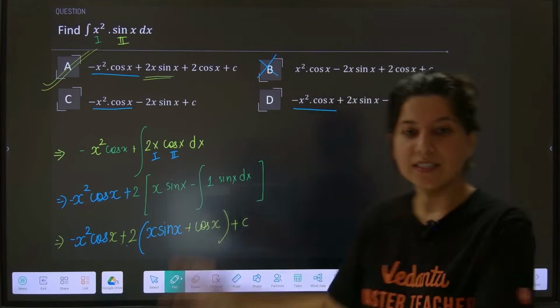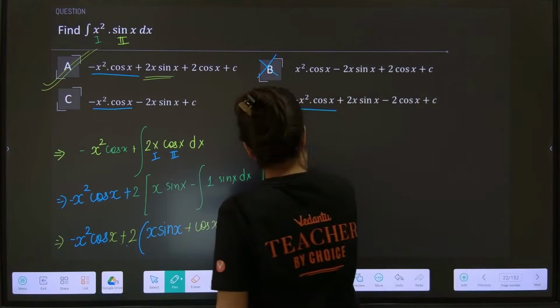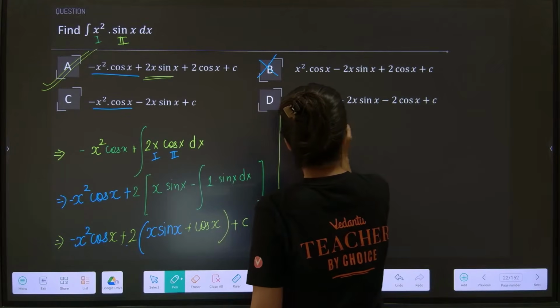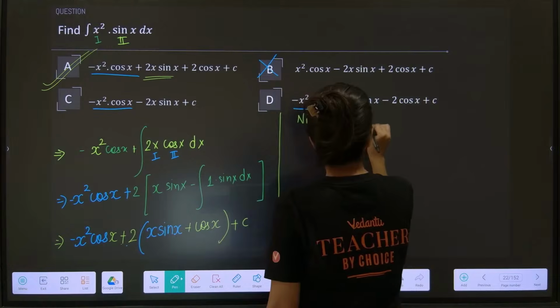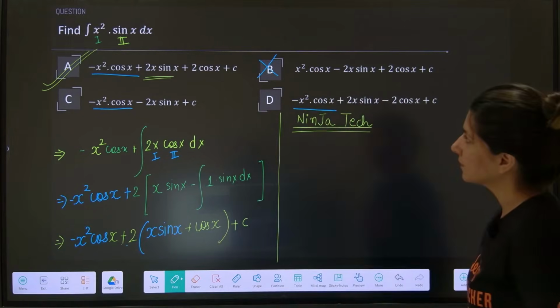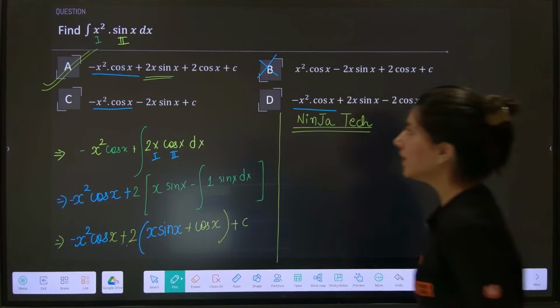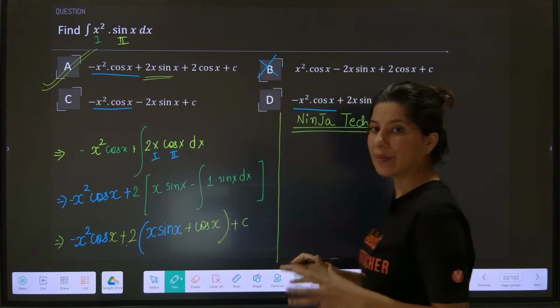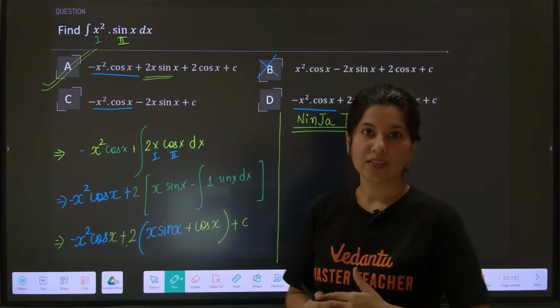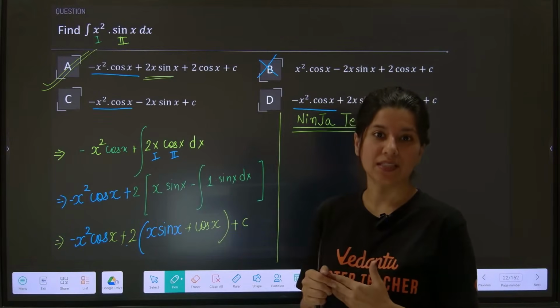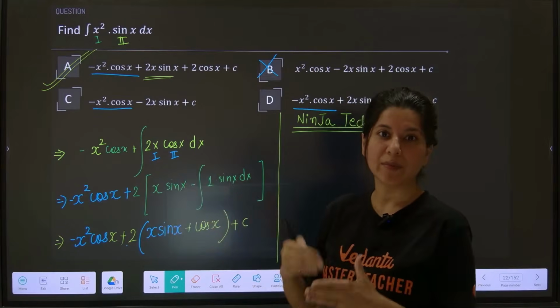Yes, this is a normal method, but are you interested in the ninja technique? Okay. In that case, what you have to do is the ninja technique. It is applicable when the recurring by parts is there. This is of the type recurring by parts, multiple.